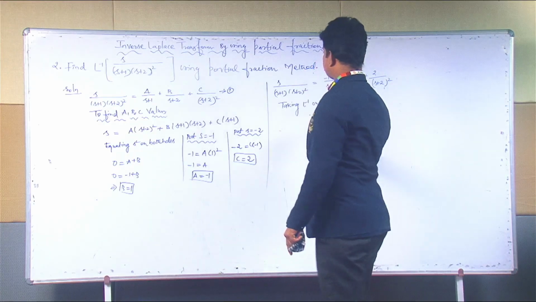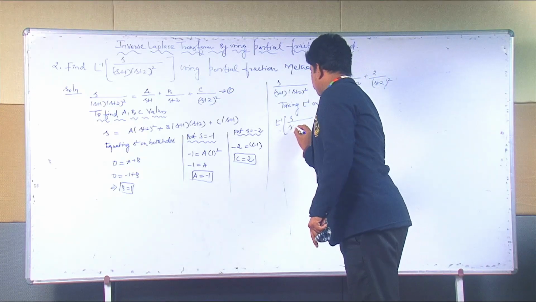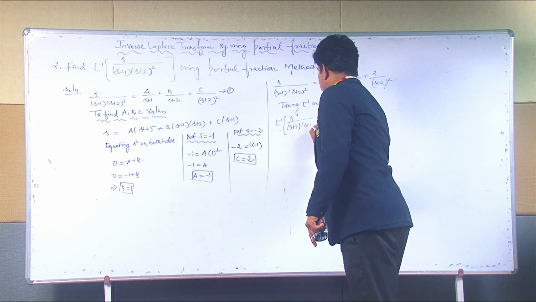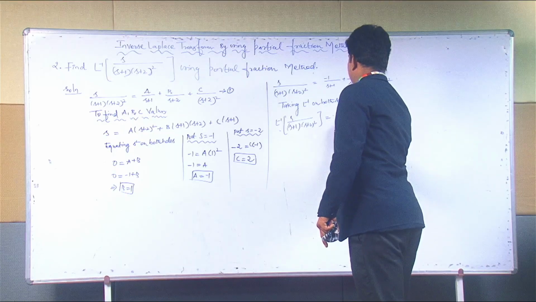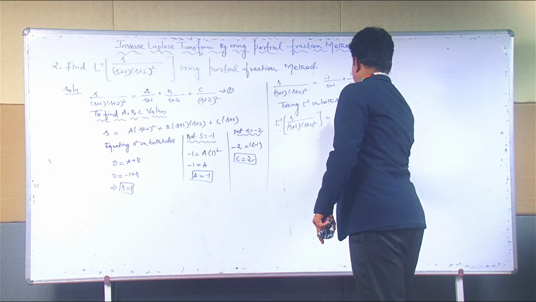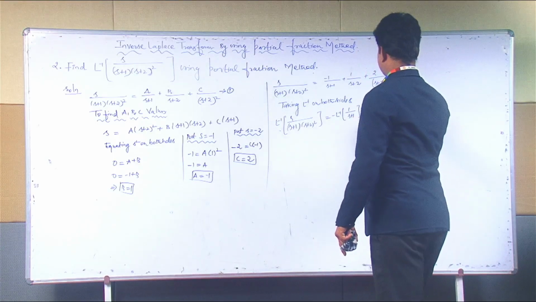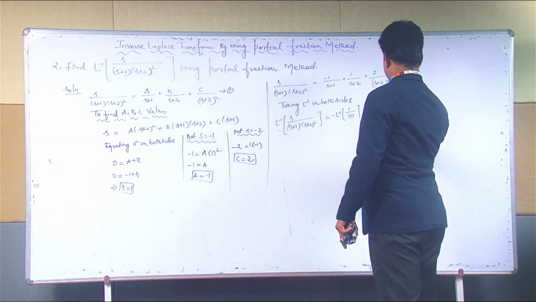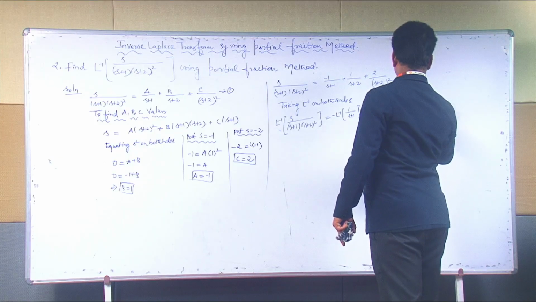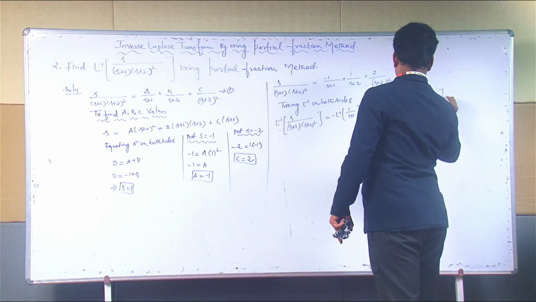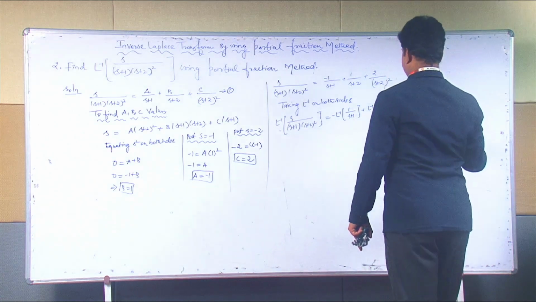If you take L inverse on both sides, what will happen here? L inverse of s divided by s plus 1 into s plus 2 the whole square equals L inverse of minus 1 divided by s plus 1, plus L inverse of 1 divided by s plus 2, plus L inverse of 2 into 1 divided by s plus 2 the whole square. Now I am going to apply the formula.